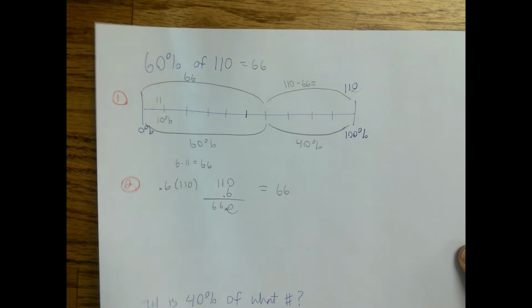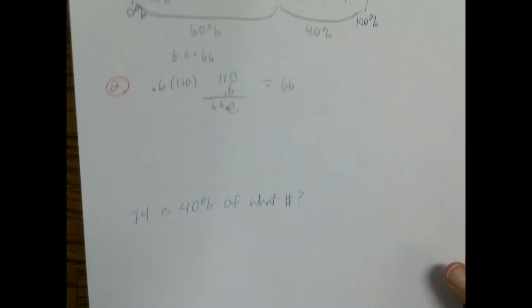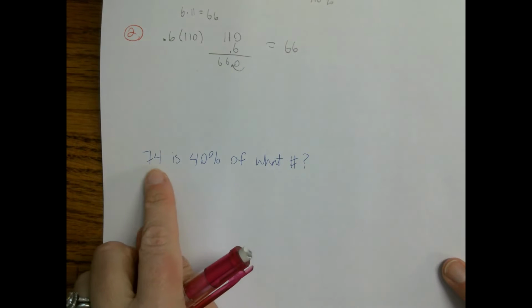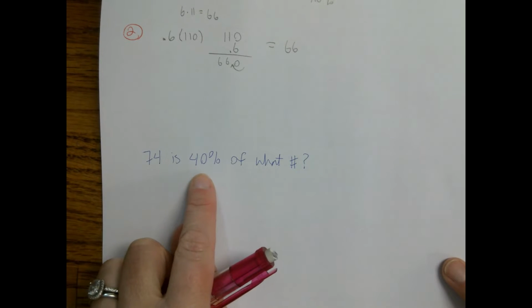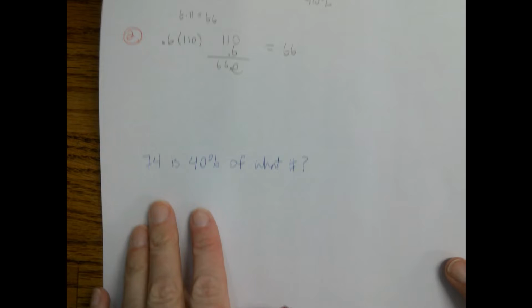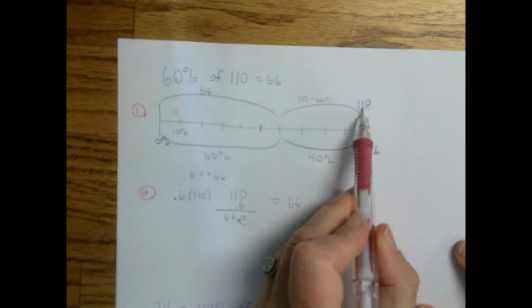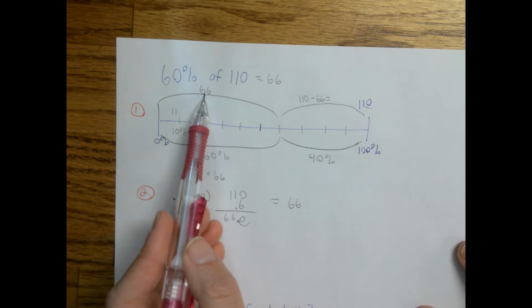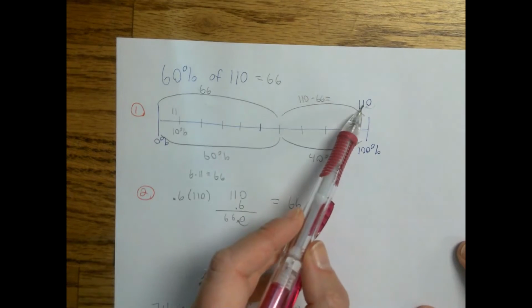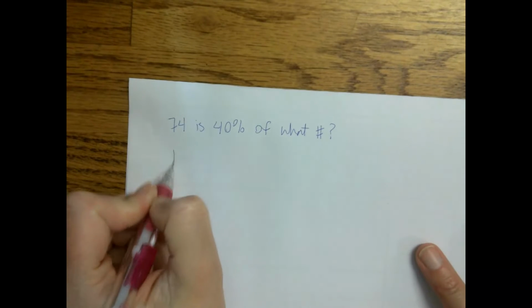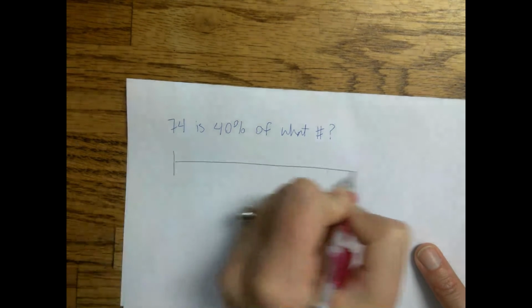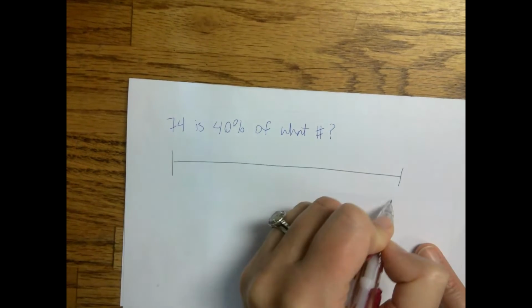Now, what if the problem is 74 is 40% of what number? So you don't have the total. Like in the last one, we had the total. What if we have this number and we have to get that number? I did it with a different problem since that one we already knew the answer to. You can set up one of those percent diagrams if you want. I'll show you how to do this one a couple of ways as well.